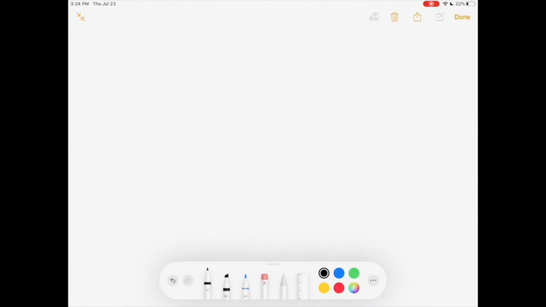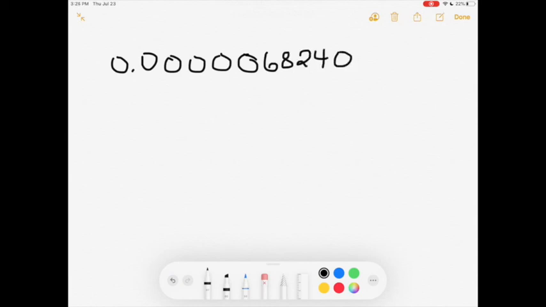So I want to show you some more examples here. Okay, so if I have 0.00, see here, I have 5 zeros. Okay, those are our zeros. 6, 8, 2, 4, 0. Okay, so I don't have to imagine my decimal in this one. I can see it right here, right? So I want to move it to the right of my first non-zero digit, which is 6. So I'm going to move it 1, 2, 3, 4, 5, 6 places.